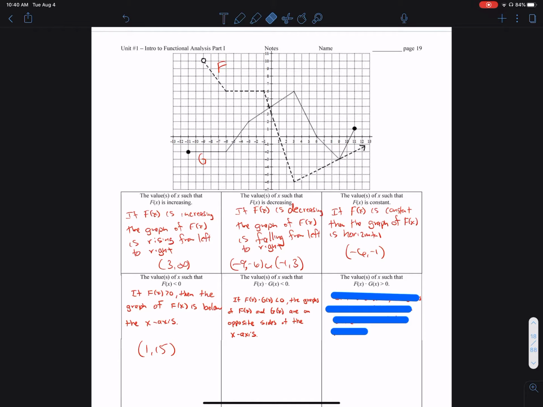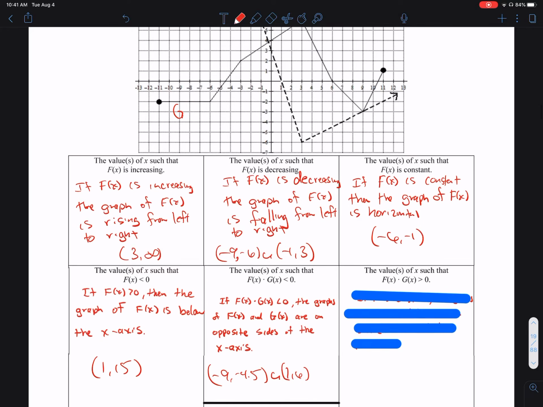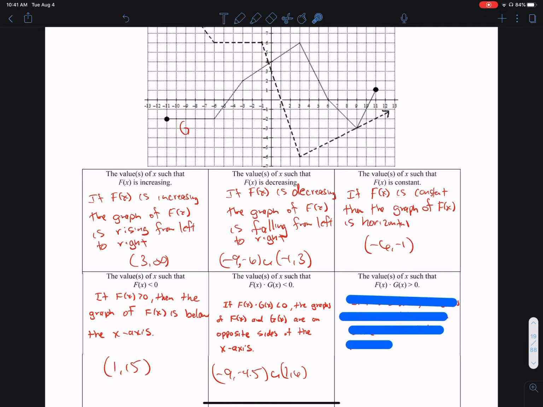So when are they on opposite sides of the x-axis? Well, they're on opposite sides here, which would be from -9 to -4.5. And then they're on the same side, and then here they're on opposite sides from 1 to 6, non-inclusive. And then they're on opposite sides just right here, which is about 10.5 to 11.